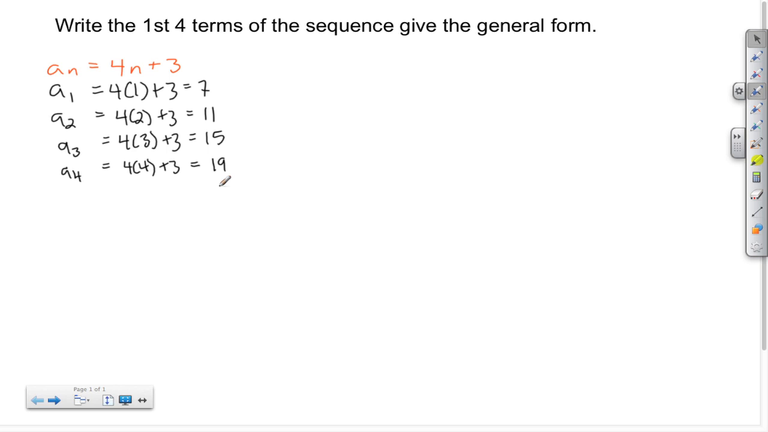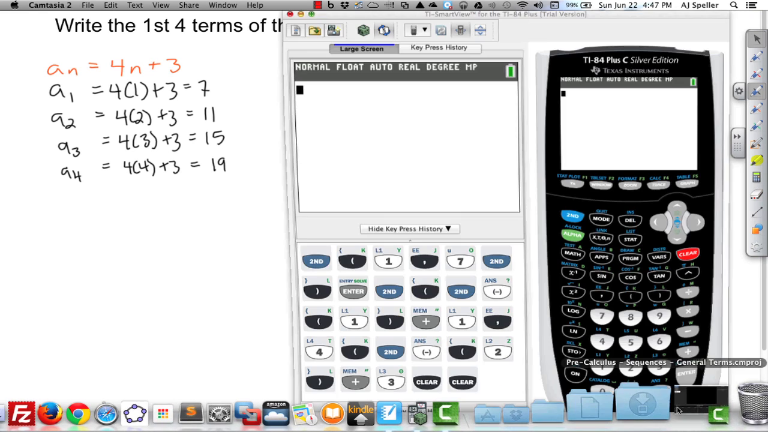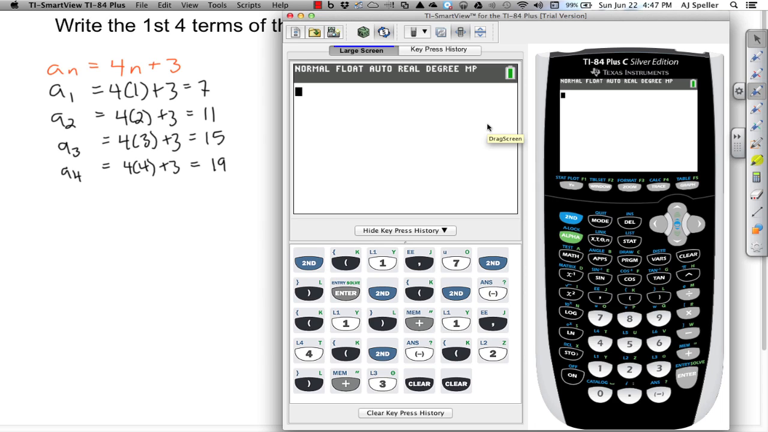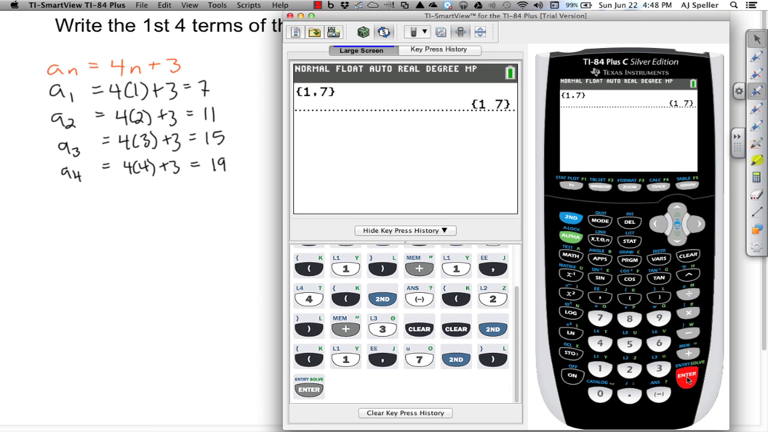And now I want to pull up the Texas Instruments calculator, because I'm going to use the calculator to also verify this information, or to verify this listing. So I begin by pressing second and then the curly brace. I want the first one here to indicate the first term, and then a comma. I figured out what the first term is, which is a 7, so I'm going to place a 7 there, and then second curly brace again, and then I'm going to press enter.